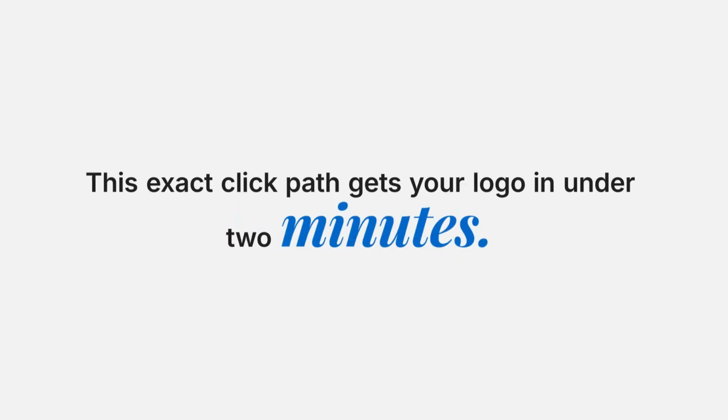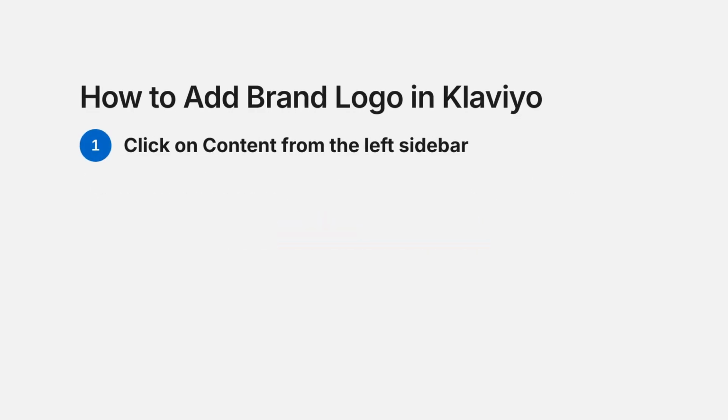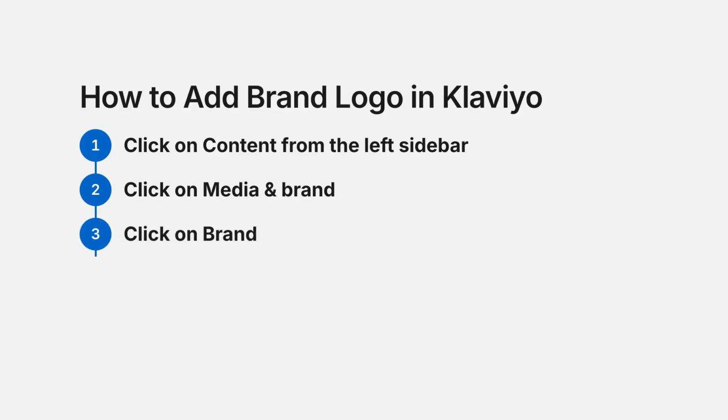Tired of hunting for the logo upload in Klaviyo? This exact click path gets your logo in under 2 minutes. We'll start by opening the Content menu, then navigate to Media and Brand, upload your logo, and choose the compressed option Klaviyo recommends.